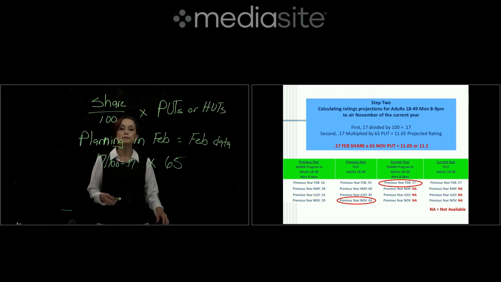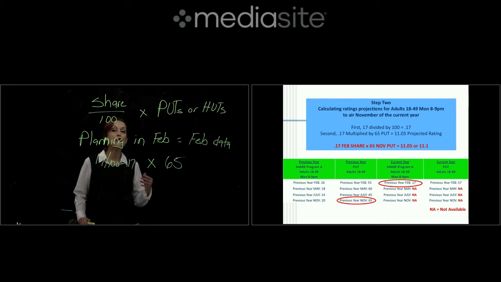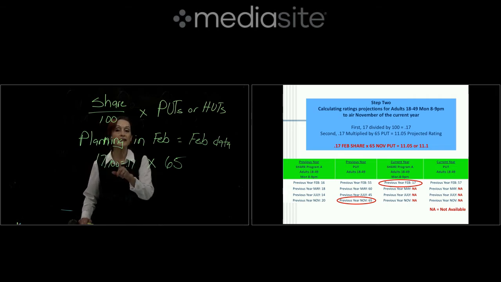Okay. So let's calculate the projected rating for this major retailer client for program A for the campaign running in December. First, you take the share from the book you have available at the time of the plan, which in this case, just recapping, is the February Nielsen data of the current year. The share is 17. Divided by 100 is 0.17. And second, you take the November PUT from the previous year, which is 65. So 17 divided by 100 equals 0.17, multiplied times 65 PUT.